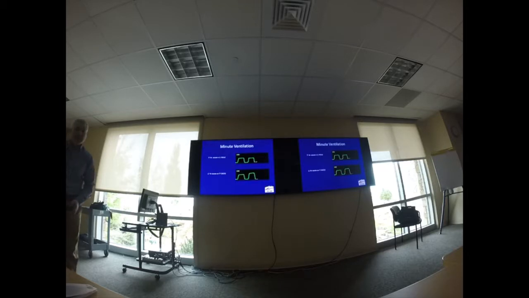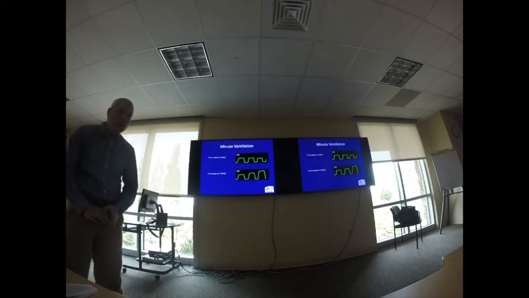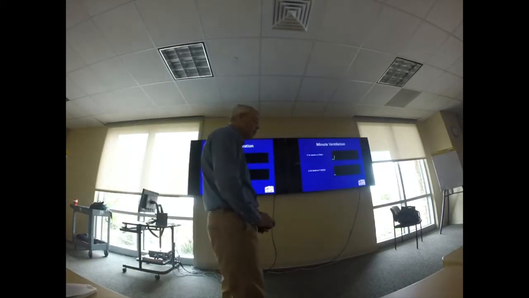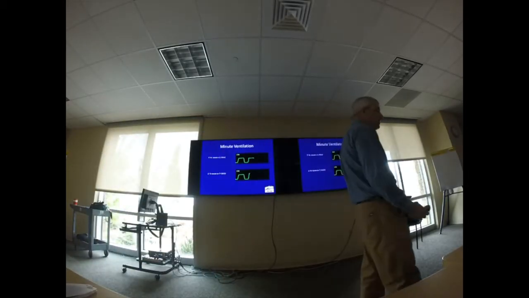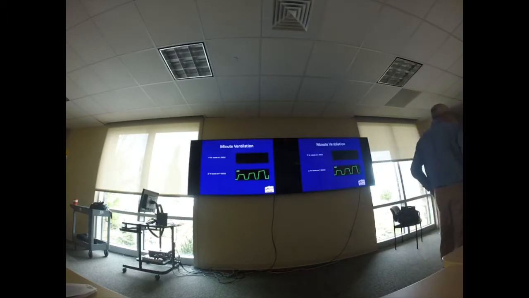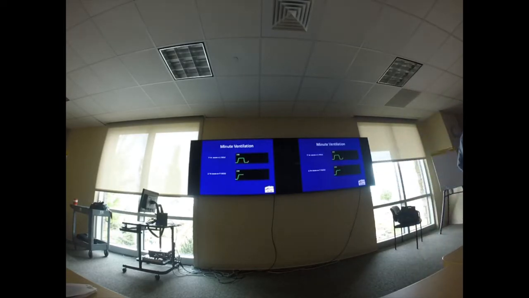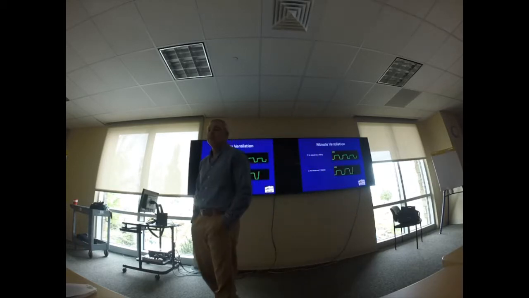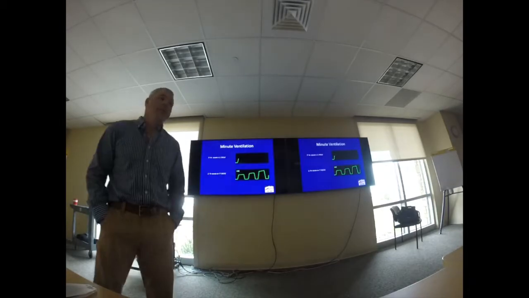So let's talk about minute ventilation. Minute ventilation is what I like to think of as the ventilatory part of a cardiac output. Cardiac output is heart rate times stroke volume. Minute ventilation is your respiratory rate times your tidal volume, right? And a normal minute ventilation for most of us is somewhere around 6 to 11 liters per minute.